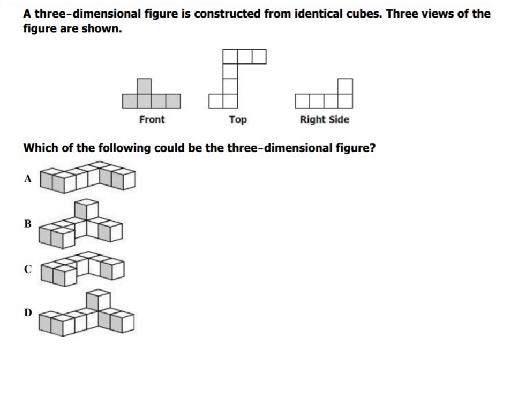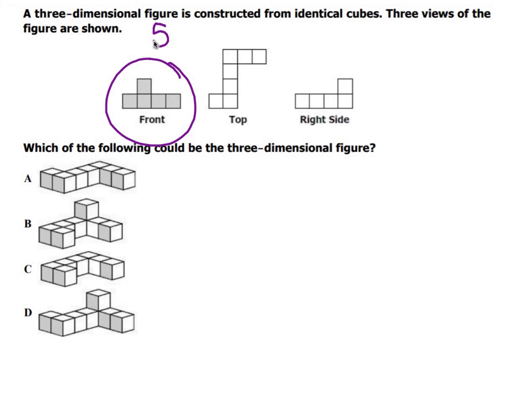This one says a 3-dimensional figure is constructed from identical cubes. 3 views of the figure are shown. Which of the following could be the 3-dimensional figure? And this one is going to be a lot quicker than the last one. I'm going to check the front. I see that the front is shaded gray, so I'm going to do that one first because I always think those are easiest, and that there are 5 blocks.